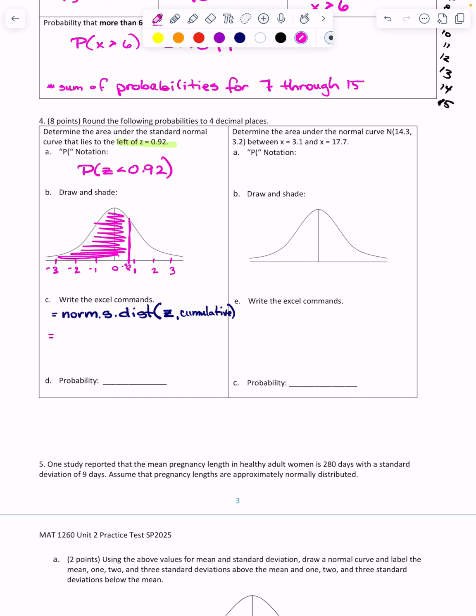So what am I looking for? Probability that z is less than 0.92. My command here is going to be norm.s.dist of 0.92, that's the z-score, and then 1. I do want an accumulation. This is different. Binomial distribution, we always stick a 0 in at the end. Normal distributions, it's always a 1. Probability here is 0.8212.